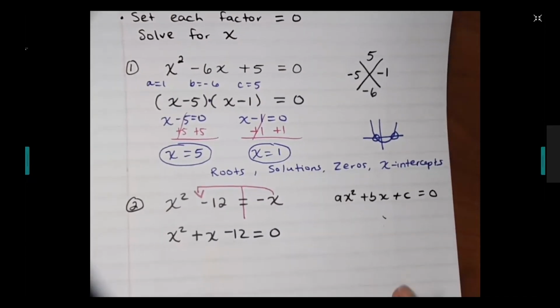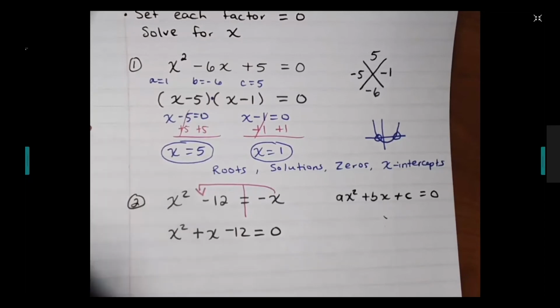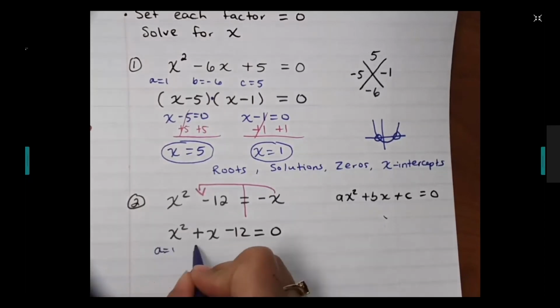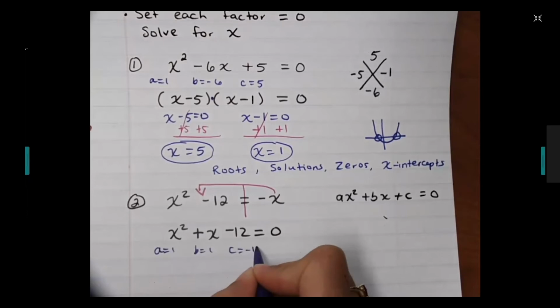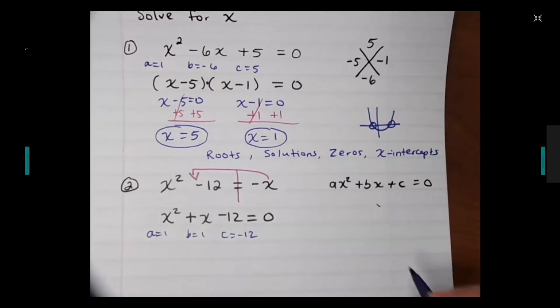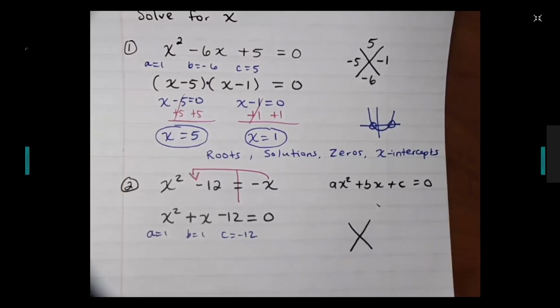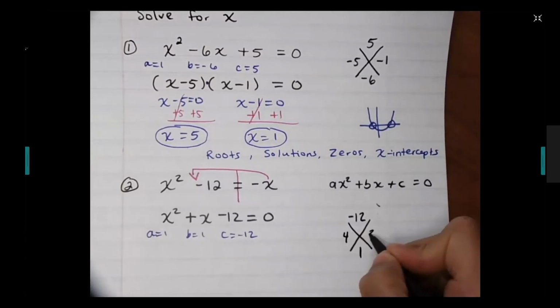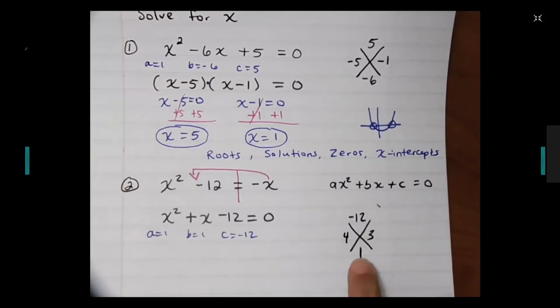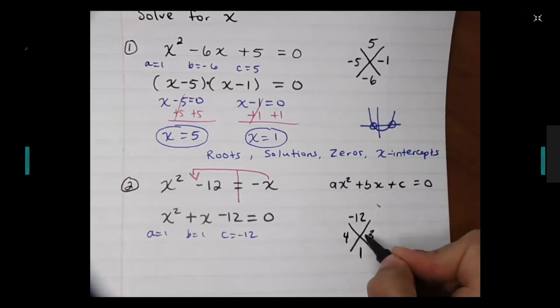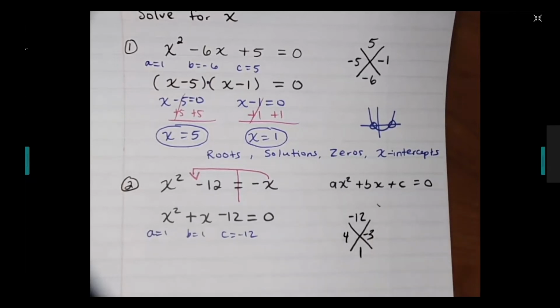So now that it's in standard form, I can factor. A is 1, B is 1, C is negative 12. So I'm going to use my magic X to find the factors that work. I'm looking for two numbers that multiply to negative 12 and add up to 1. That's pretty easy. 4 and 3 is going to work. It has to add to a positive 1, so I've got to keep the bigger number positive. So 4 and negative 3.